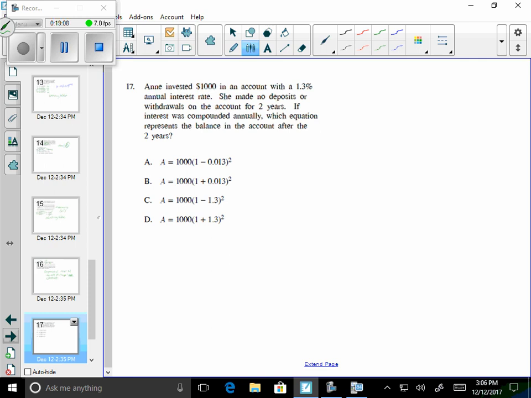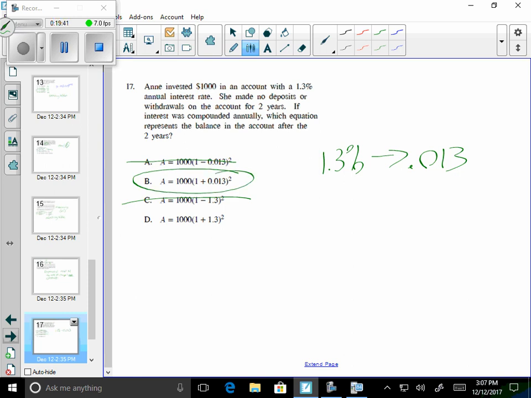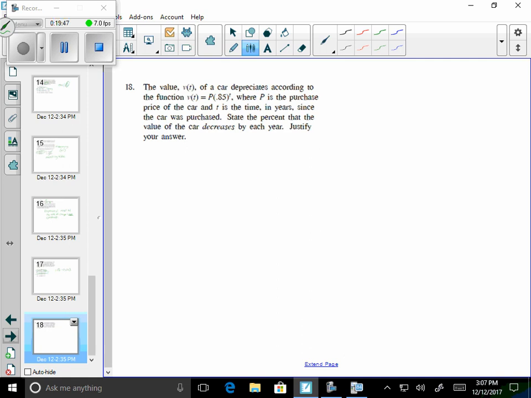17. Anne invested $1,000 into an account with 1.3% interest. She made no deposits for 2 years. Which equation works? Well, they all have 1,000 as their y-intercept, so that's easy. When you invest, you can't be losing money, so that gets rid of choice C and choice A. Now we're stuck with the predicament again of making sure that we convert that percent, 1.3, into a decimal, and that leaves us with choice B. All right, we've seen a bunch of those questions. The Regents has really shown a knack for asking those types of questions.